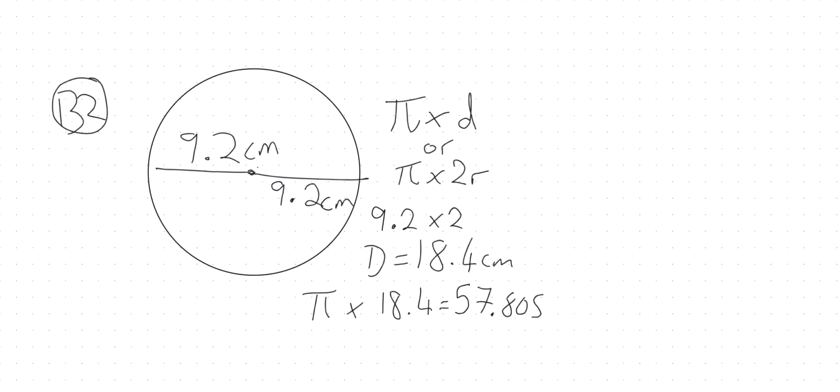So again, well, 1 dp would be 57.8. My 0 is my decider. So because of that, it stays as 57.8 and then centimeters. Okay, and that is circumference in a nutshell. So you've got various questions to go at. Some have got pictures drawn, others haven't.